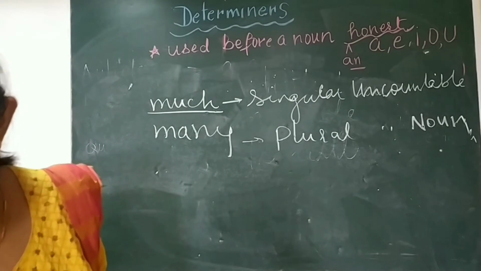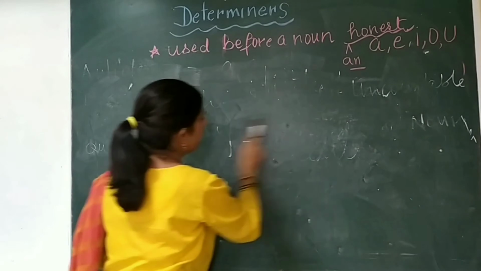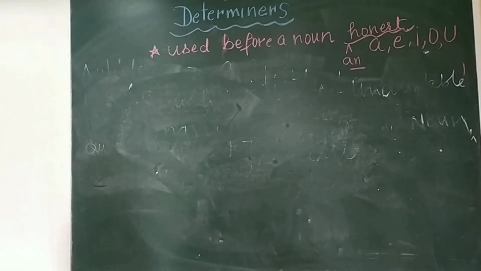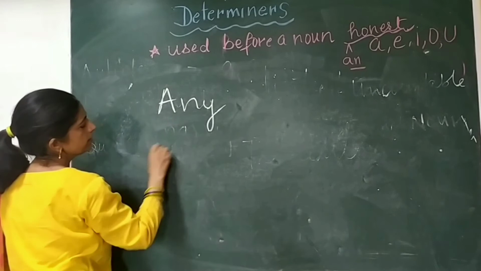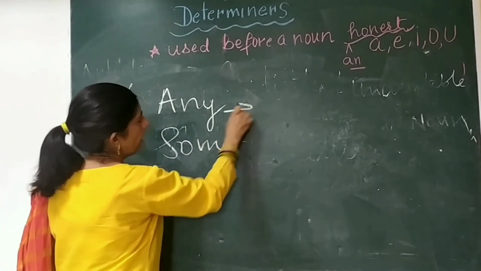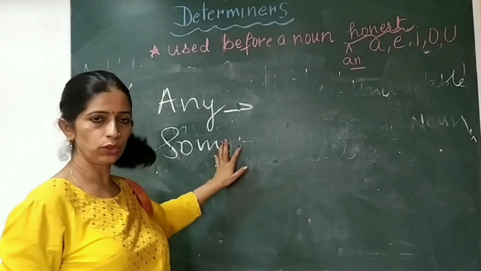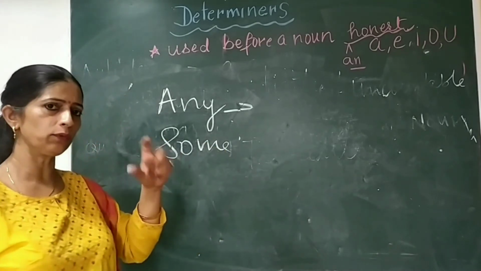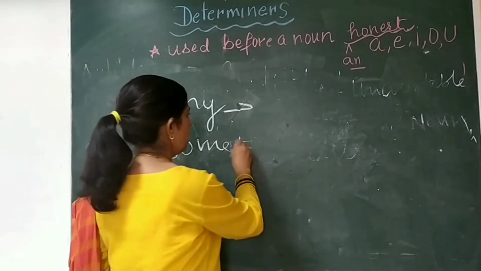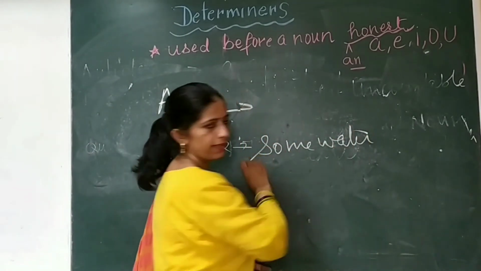The next one is any. Next one is any and some. Now let's see what is the difference between them. Some again is used with a very small thing, not large in number. Very less is left, some is left, not very less, but more than that. So some water is left in the jug.